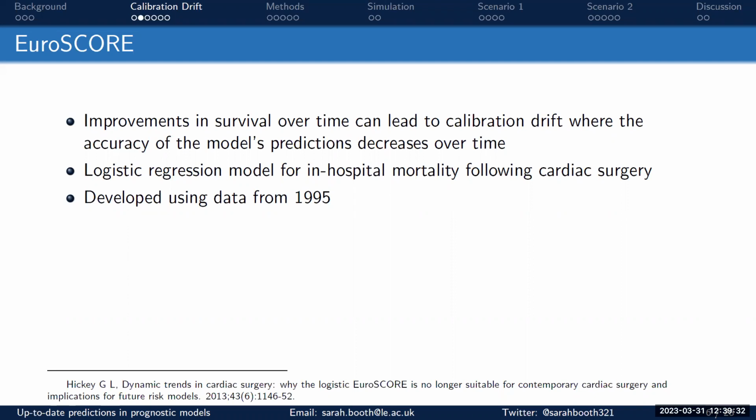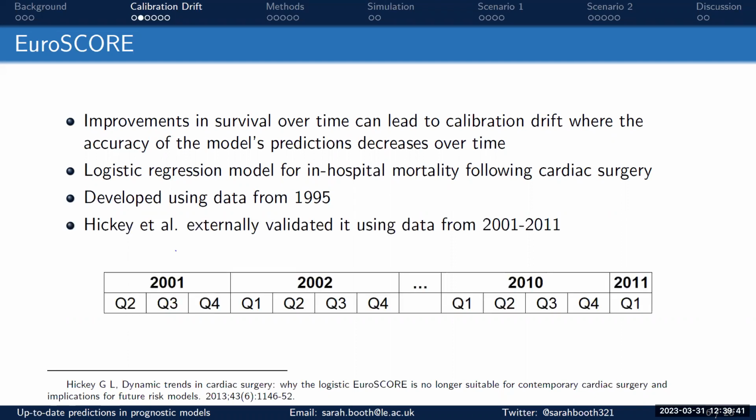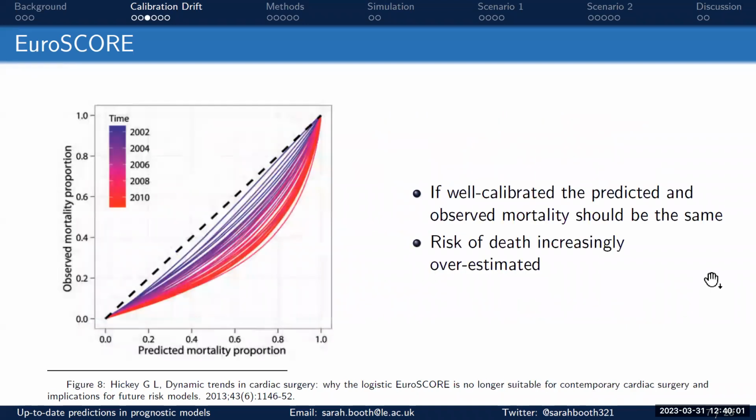This is a logistic regression model for in-hospital mortality following cardiac surgery, and it was originally developed using data from 1995. There was a validation study which looked at validating it using data all the way up to 2011. They split the data up into 3-month periods and then did a separate validation in each of these small data sets to really understand the temporal trends and to look at how the predictions were across time. And this is the calibration plot that they have in their paper.